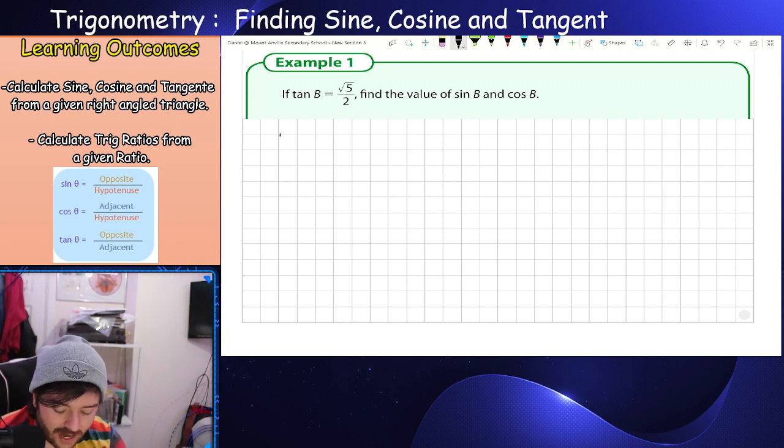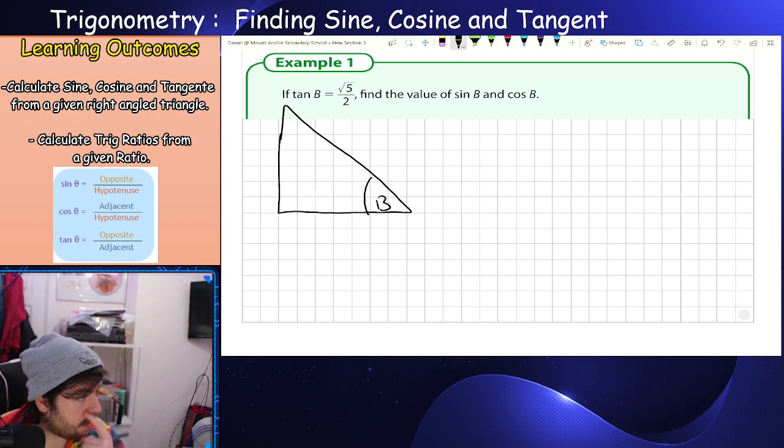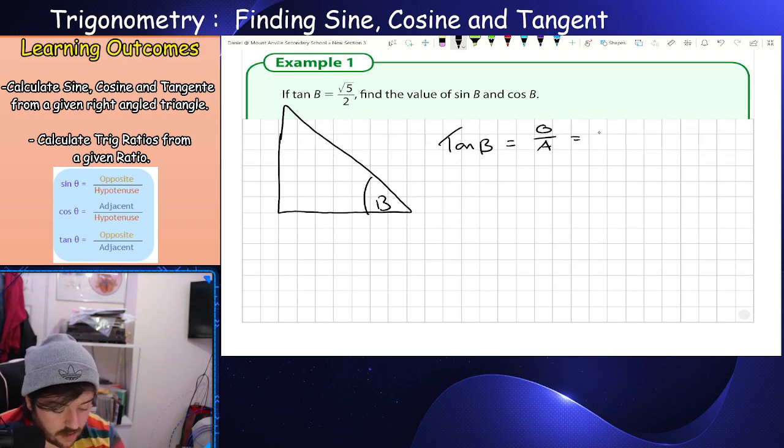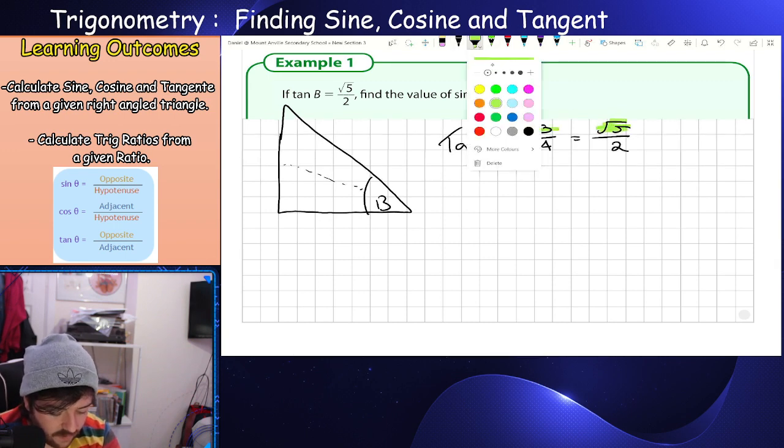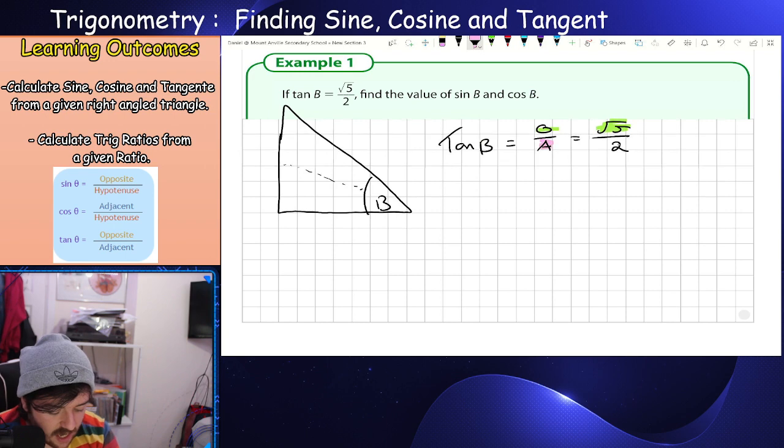Well, first we need to draw a sketch of a right angle triangle. So here's a sketch. I'm going to call this angle B. So tan B is equal to the opposite over adjacent, which is equal to root 5 over 2. So therefore, my opposite side is going to be equal to root 5, and my adjacent side is going to be equal to 2.